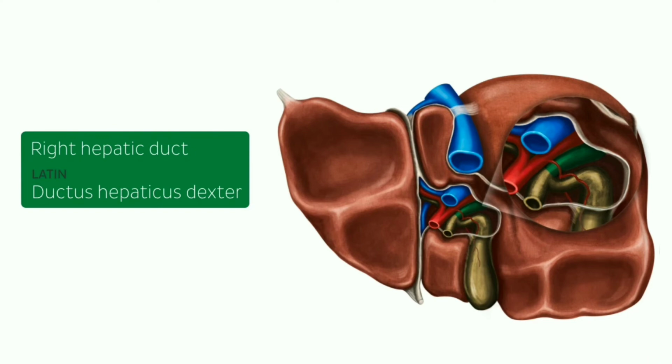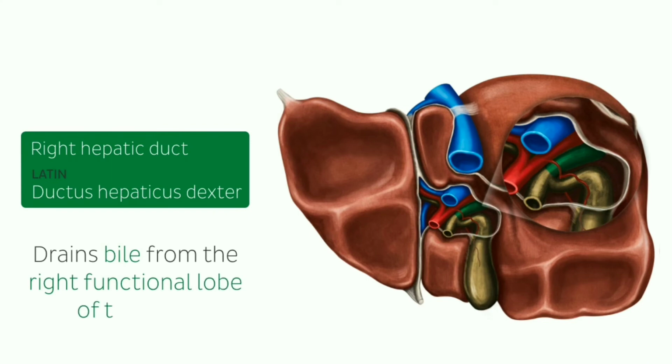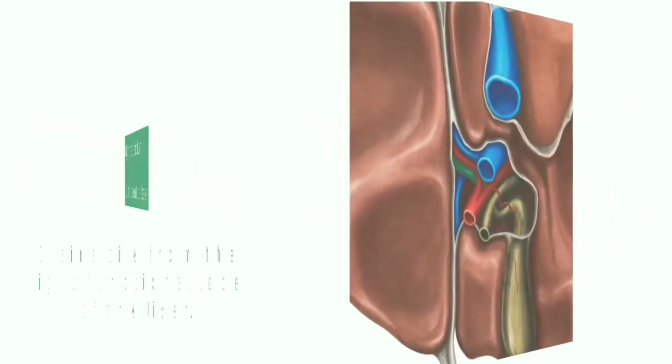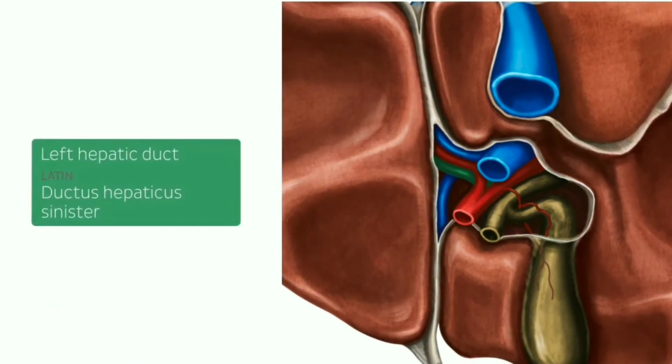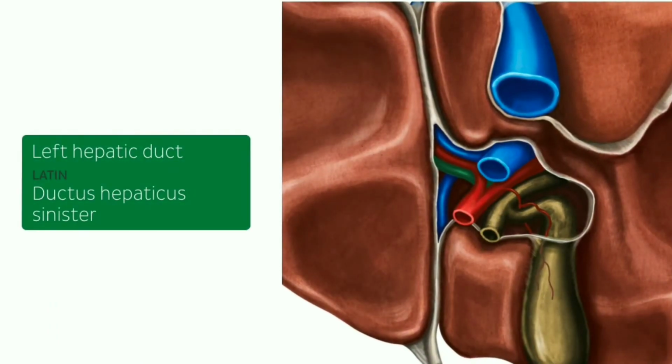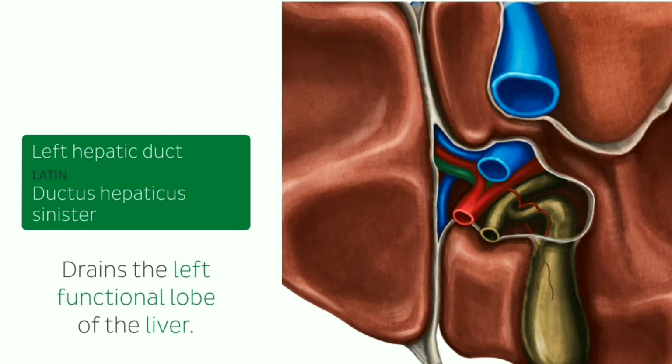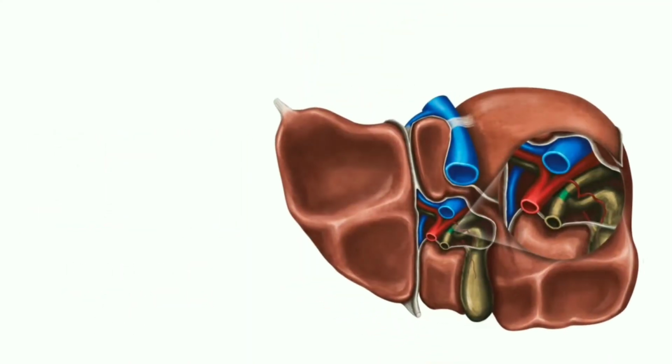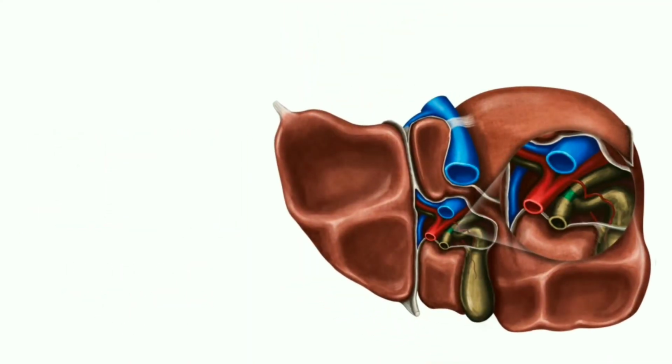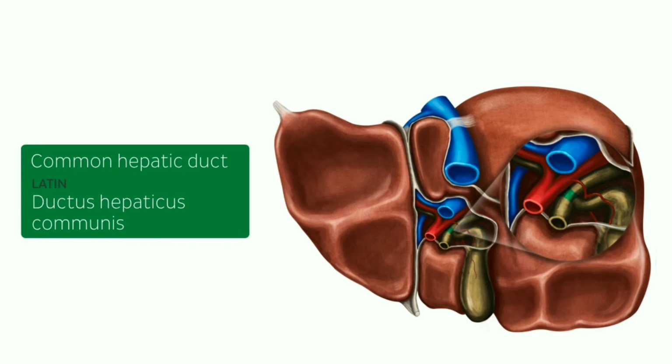The right hepatic duct arises from the right lobe of the liver and drains bile from the right functional lobe of the liver. On the other hand, the left hepatic duct arises from the left lobe of the liver and gives off a lateral branch and a medial branch. It effectively drains the left functional lobe of the liver. These two bile vessels we just saw, the left and right hepatic ducts, join just outside the liver parenchyma to form the common hepatic duct.